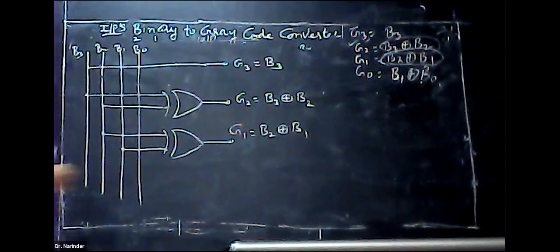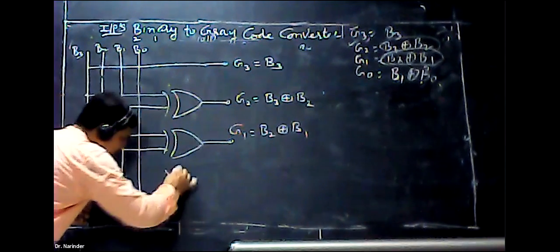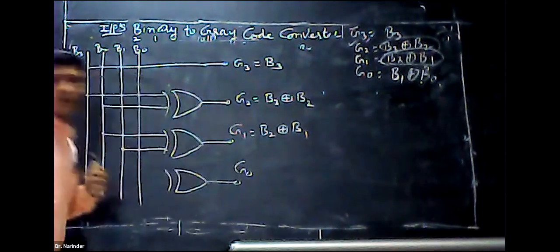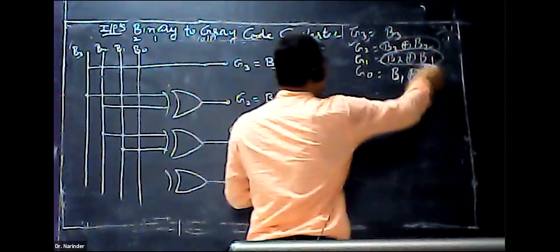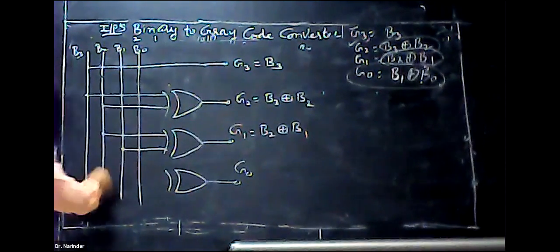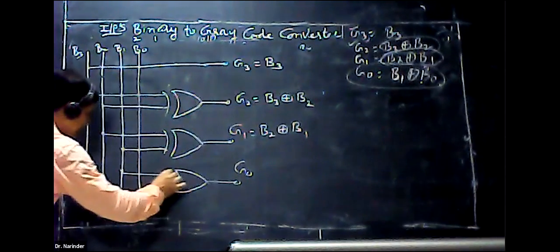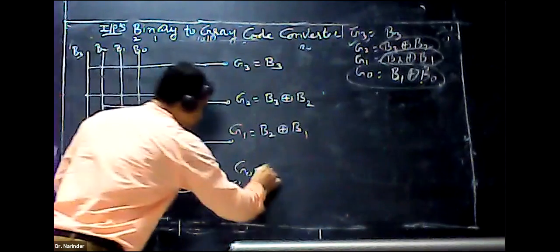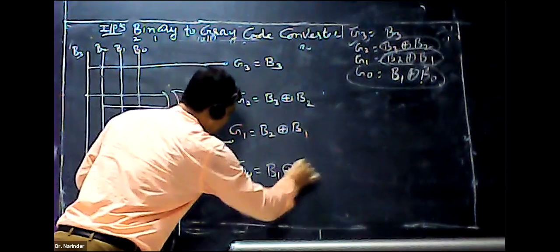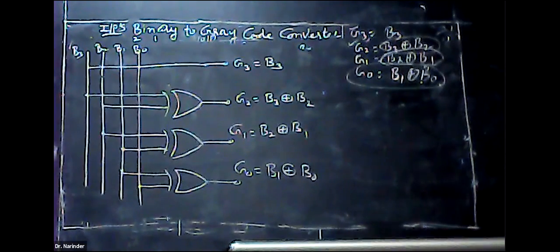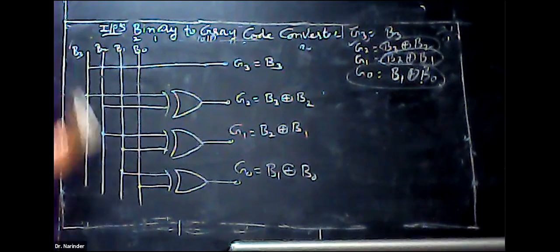Now, this is G0. G0 is what? B1 XOR B0. You have to attach B1 and B0. You will get B1 XOR B0. So you can get this question as: design the binary to gray code converter. Design the binary to gray code converter.